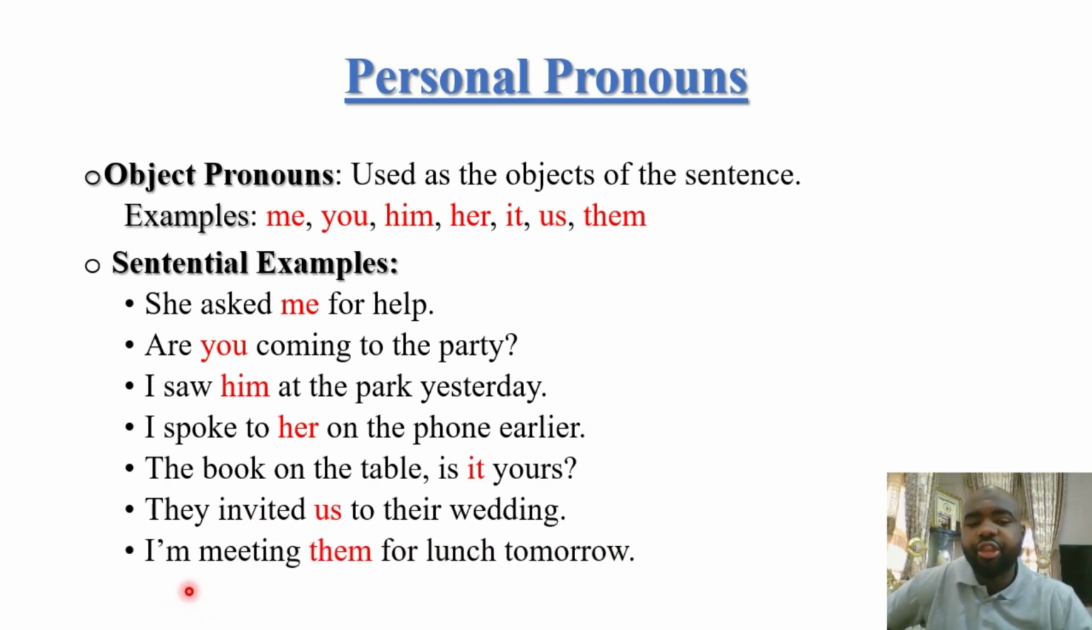I'm meeting them for lunch tomorrow. So here also them is a personal pronoun in the object position because it comes after the verb meeting. So let's move on.